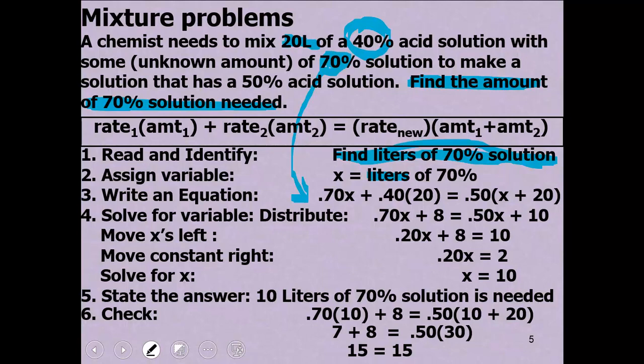So now we just solve a simple linear equation. I'm going to distribute over here. So I get 0.70x plus 8 equals 0.50x plus 10. I'm going to subtract 0.5x from both sides, and I get 0.20x plus 8 equals 10. Then I'm going to subtract 8 from both sides, and I get 0.20x equals 2, x equals 10. And then you just check it. This is 10 liters. Don't forget to put your units down, all right?